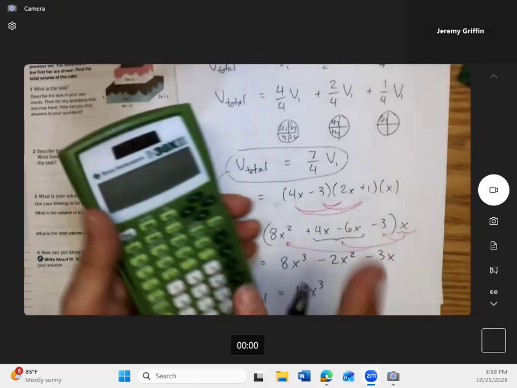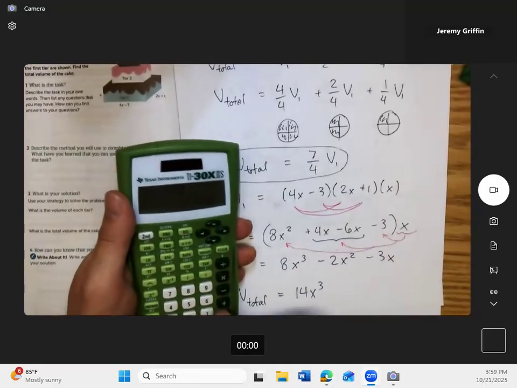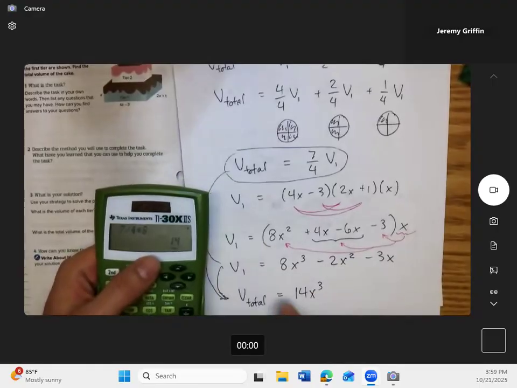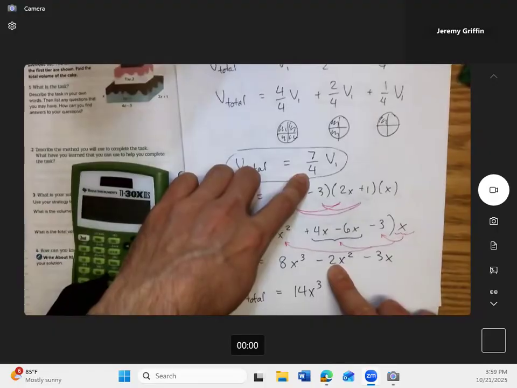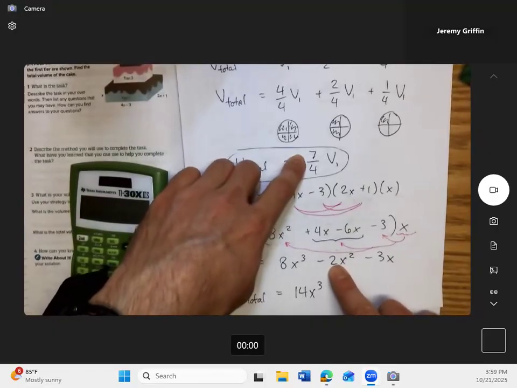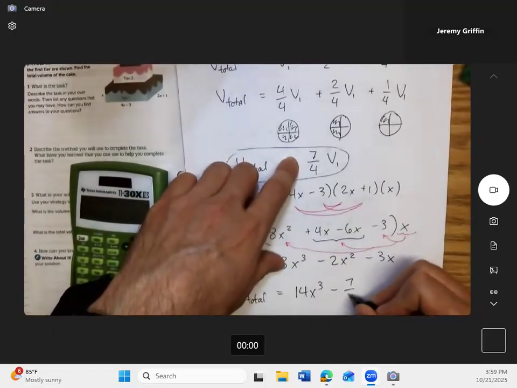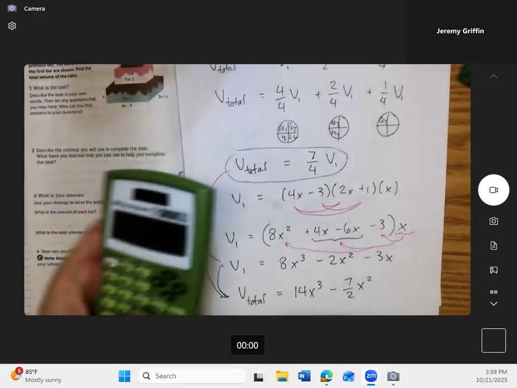Let me double check my work. If I have 7 quarters times 8, that's definitely 14. So got that, and that's x cubed. Now 2 over 4 is like half, times 7. It's like 7 halves. So minus 7 over 2 x squared. I double check my work.